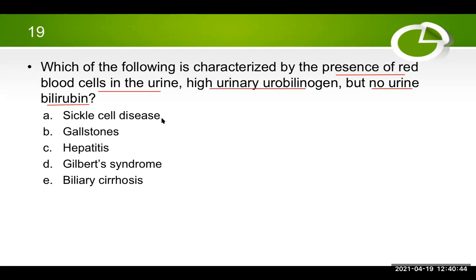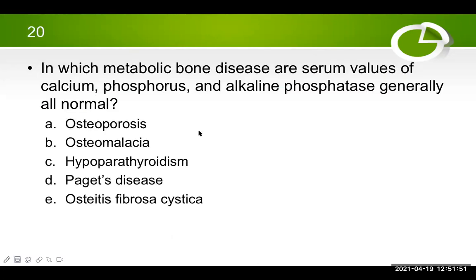At the same time, it's a type of hemolytic anemia, so there is no problem in the flow of bile into the intestine, and there is no problem in the formation of urobilinogen. But this is unconjugated bilirubin, so why should it appear in the urine? Now let's move on. Please focus.